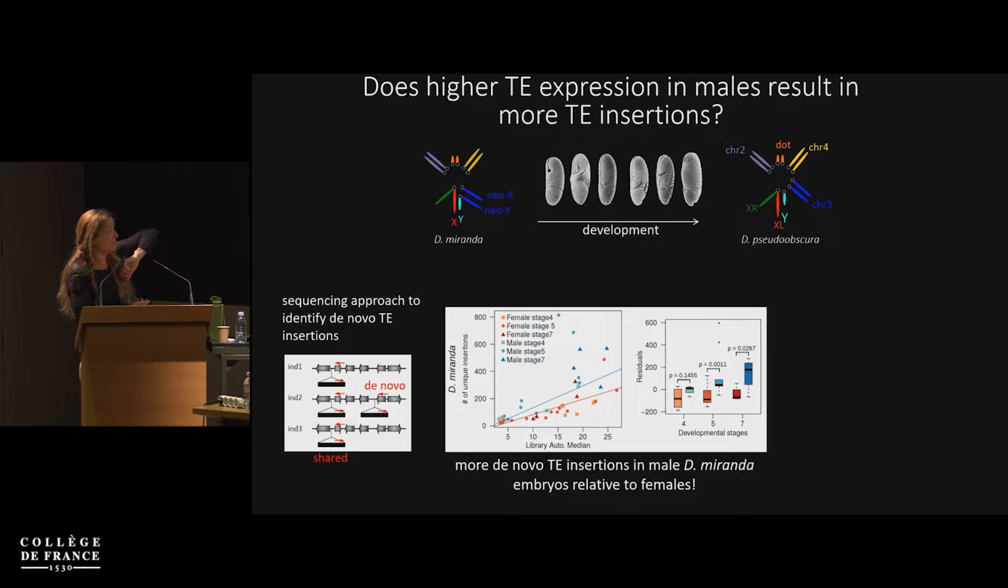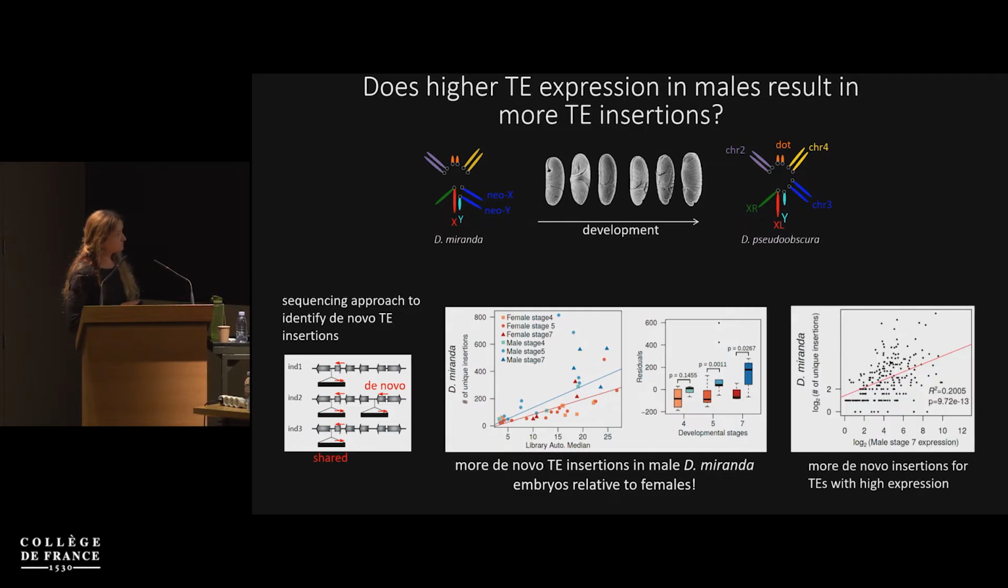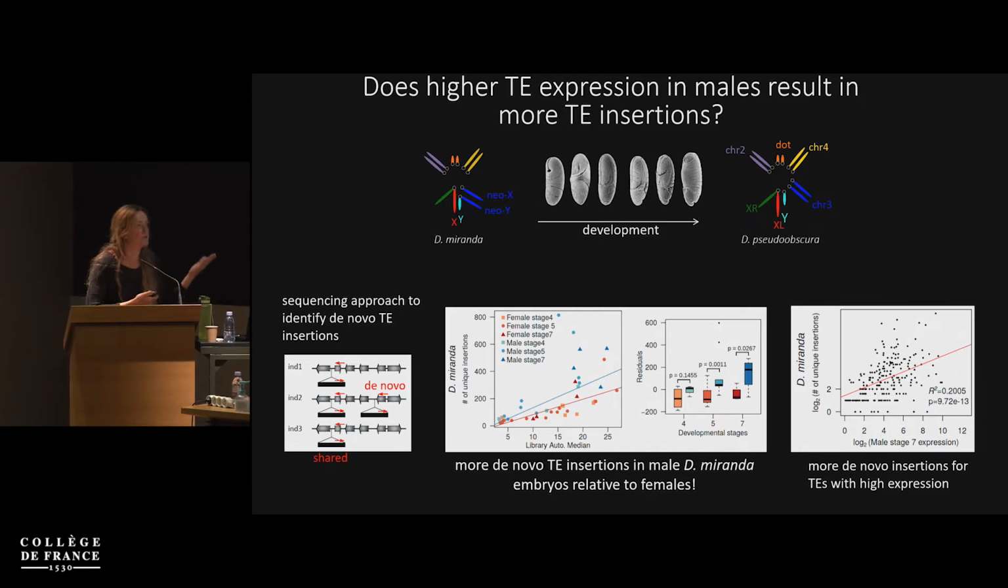And as you can see, there's significantly more insertions that we infer from male embryos compared to female embryos. That finding is significant for Drosophila miranda, but not for Drosophila pseudoobscura. So in miranda, where we have this widespread burst of TE expression, we also see more TE insertions in males compared to females. And as expected, if we look at which families of transposable elements show more insertions, it's the ones that are higher expressed in early development.